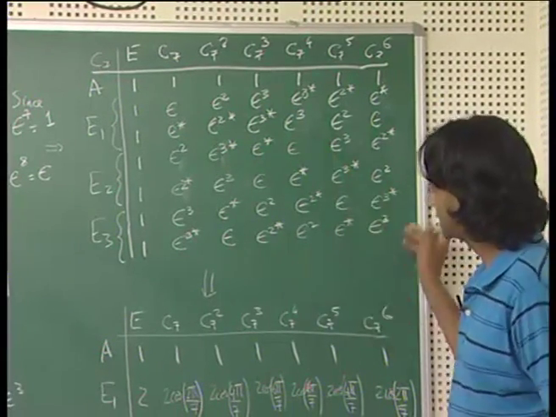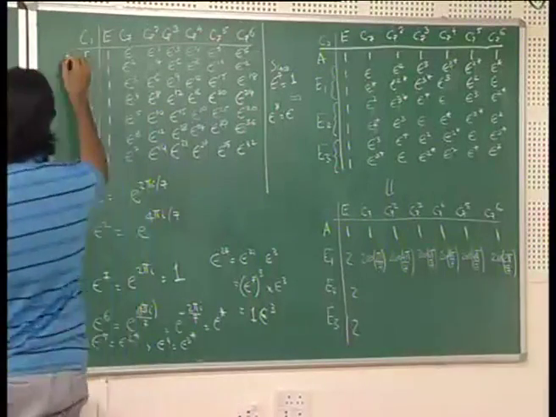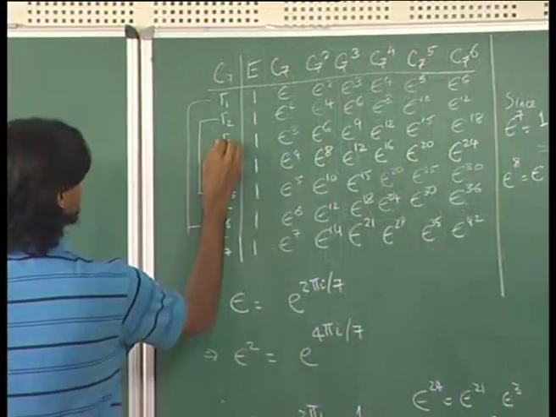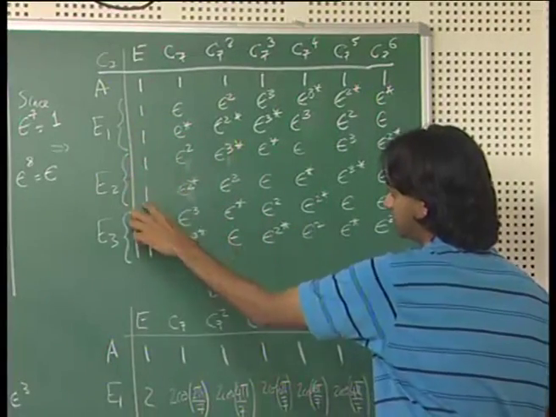Okay. So, then I order the table in this way. I collect gamma 1 and gamma 6, I collect gamma 2 and gamma 5, I collect gamma 3 and gamma 4. Okay. So, gamma 1, gamma 6, gamma 2, gamma 5, gamma 3, gamma 4.